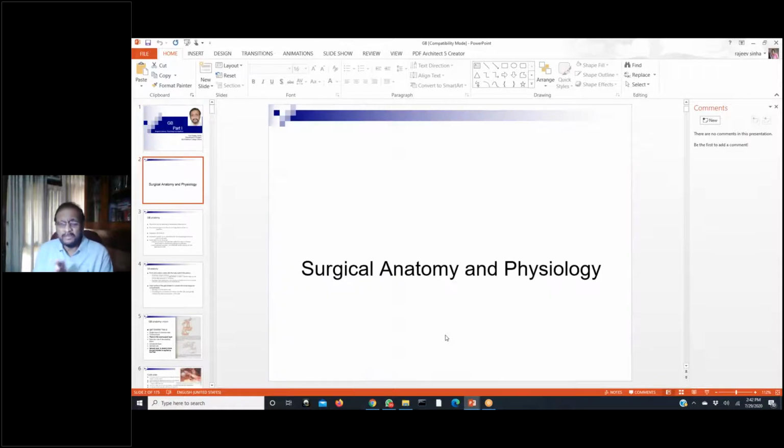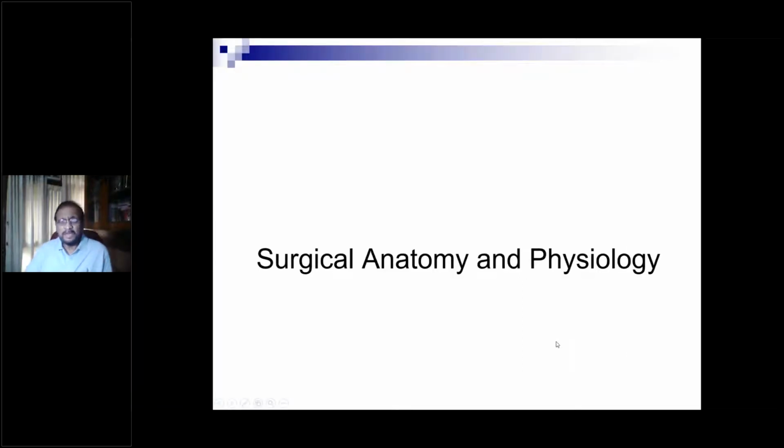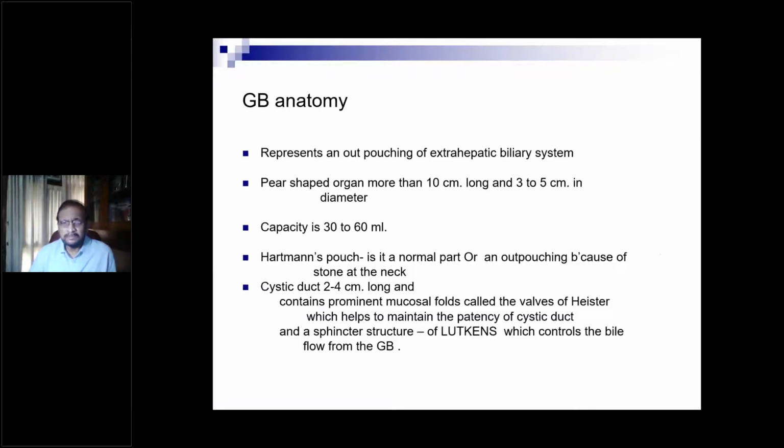So let's go about the gallbladder. There are a number of things being helpful. Okay, clear now? You can hear me? Hello? Yes, sir.